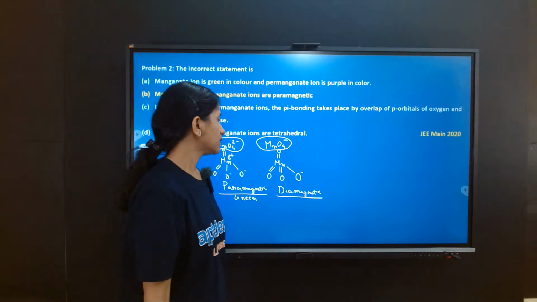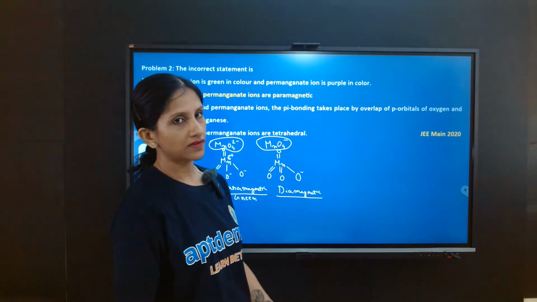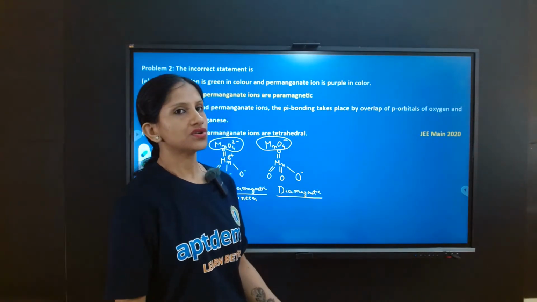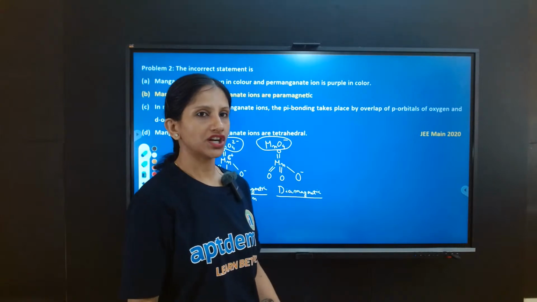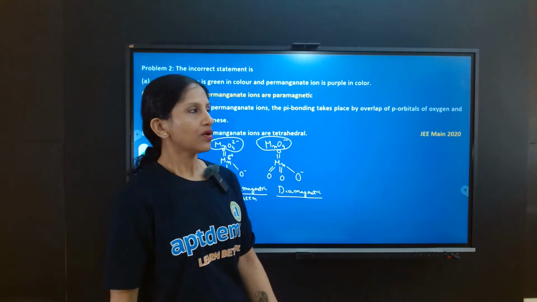But while the permanganate ion is also showing color, there is a different story behind it. This color is due to the fact that there is charge transfer within the molecule. So what happens here?